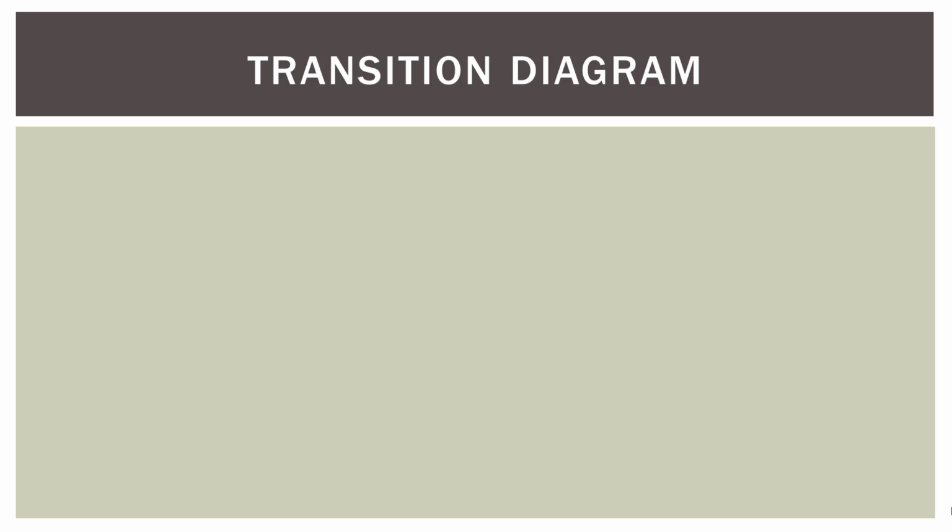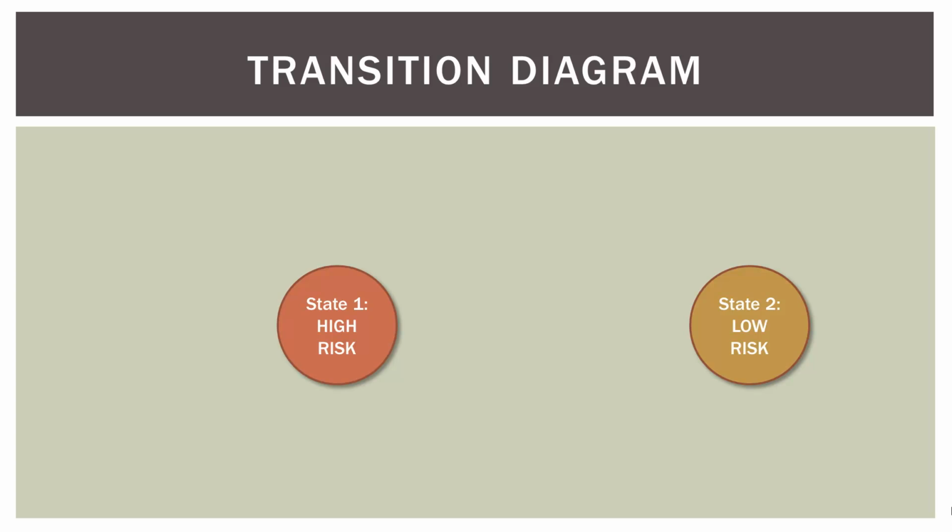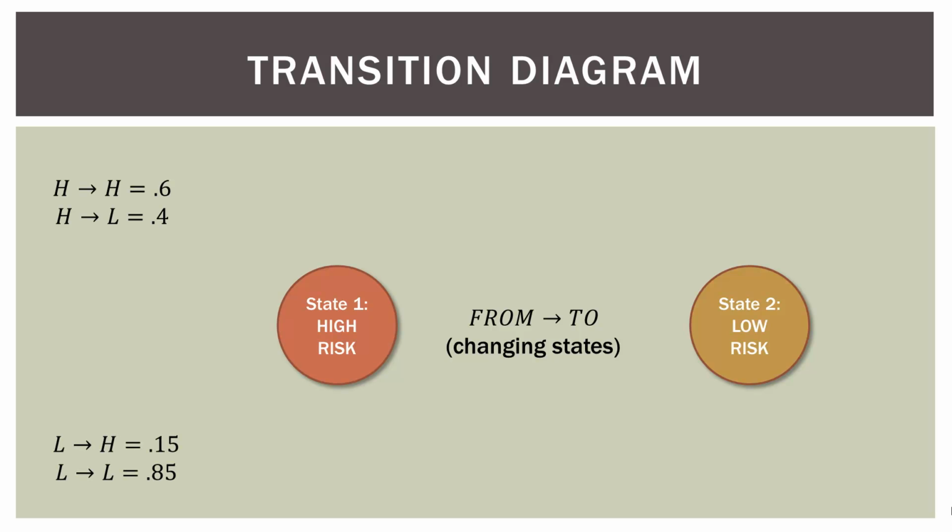Now, we just did a couple of probability trees, but in Markov chains, we draw transition diagrams. It's a different way of representing the exact same information, okay? So, on one node, we have our high risk, and on the other one, we have our low risk. Those are the two states we could be in. Now we're going from a state to another state. Just a reminder that going from high risk to high risk is 0.6, high risk to low risk is 0.4, and then low risk to high risk is 0.15, low risk to low risk is 0.85.